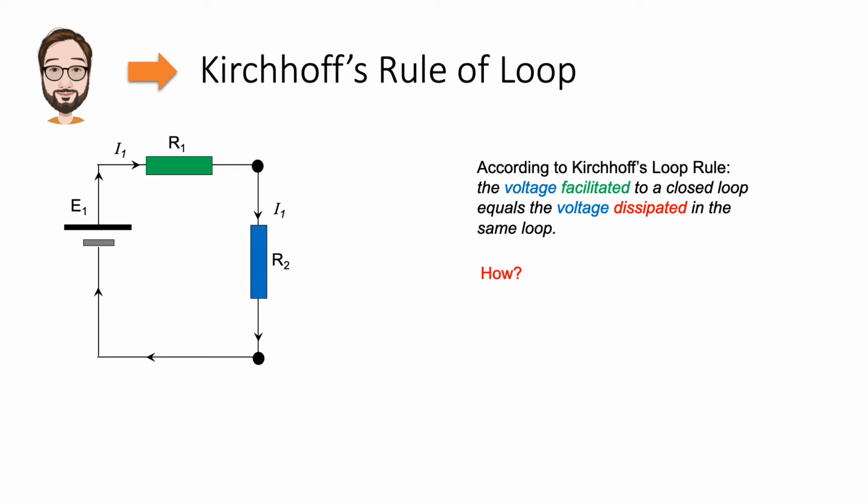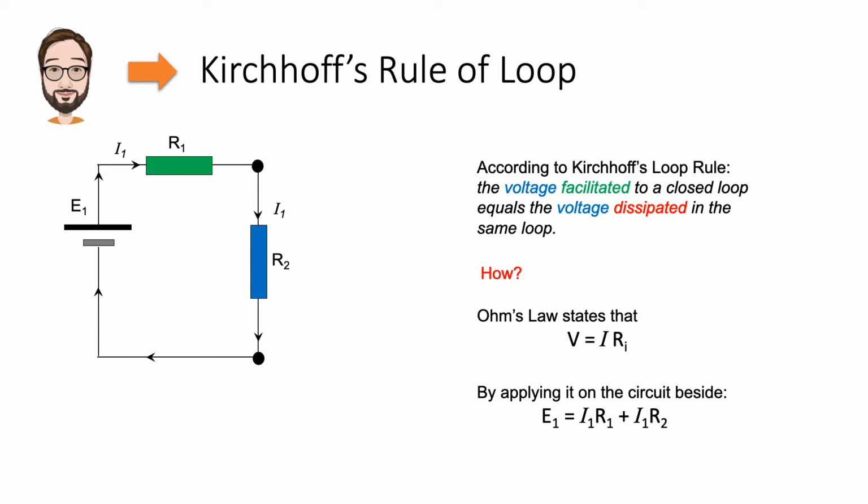And that can be calculated as: the voltage consumed in R1 would be IR1, and the voltage consumed in R2 would be IR2. So I can say that according to Ohm's law, V equals IR. Or if you apply it in that circuit, I can say that E1 equals I1R1 plus I2R2.